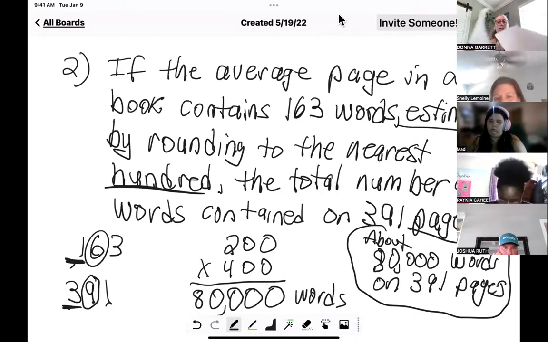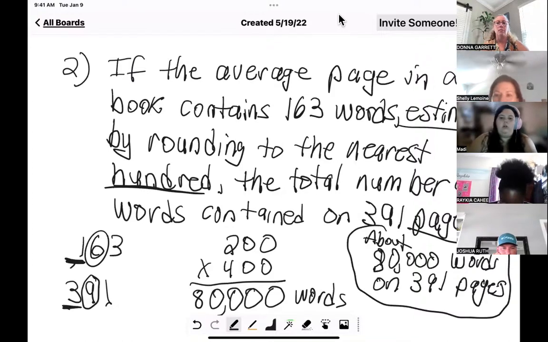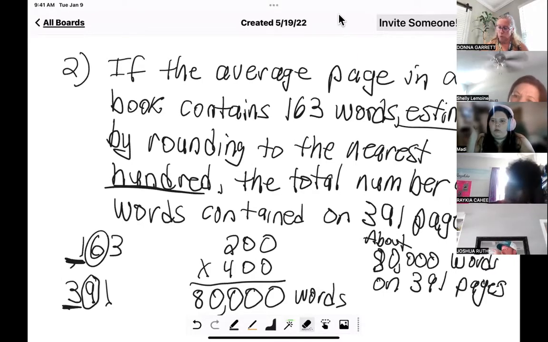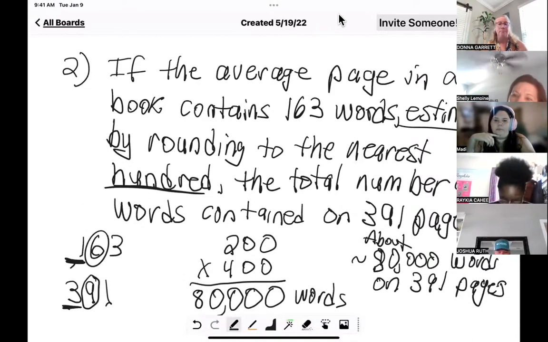And there is your multiplying section. Any questions? Instead of using the word about, would it be acceptable to use the little estimating sign? Yep, that's fine. Perfect. I love it. It's a great question.